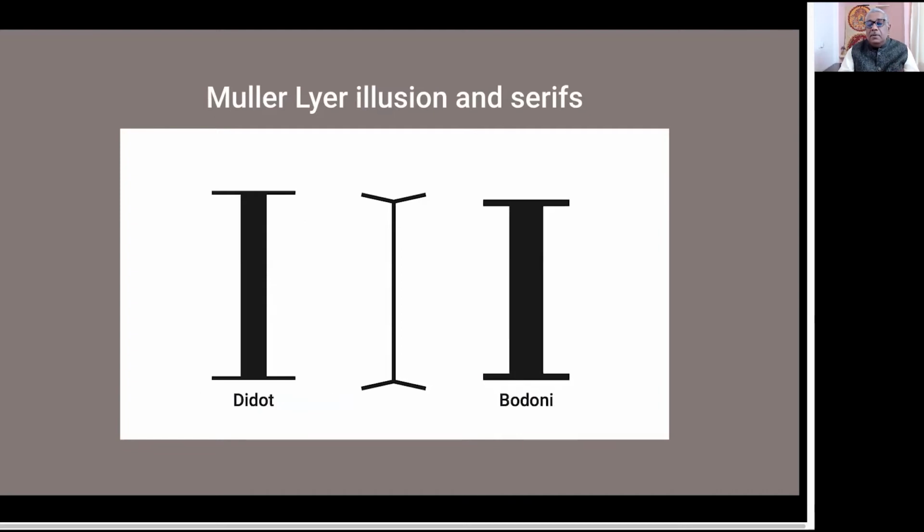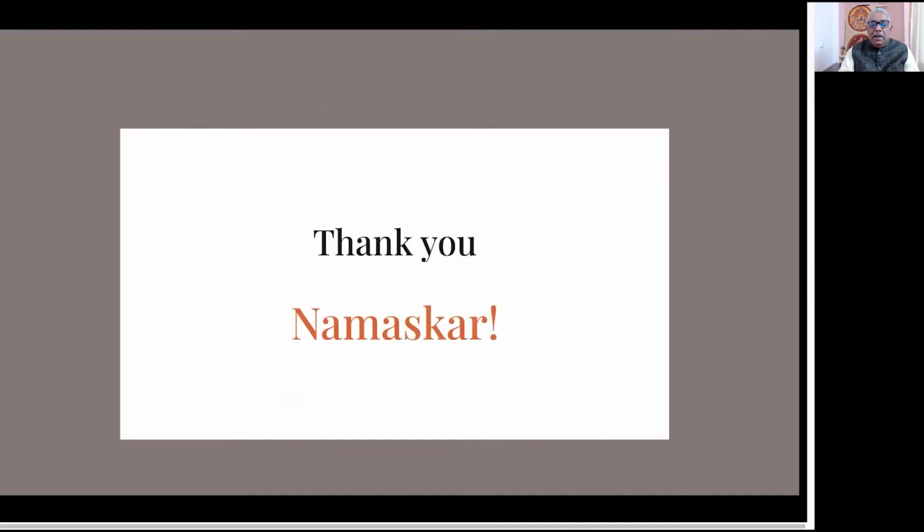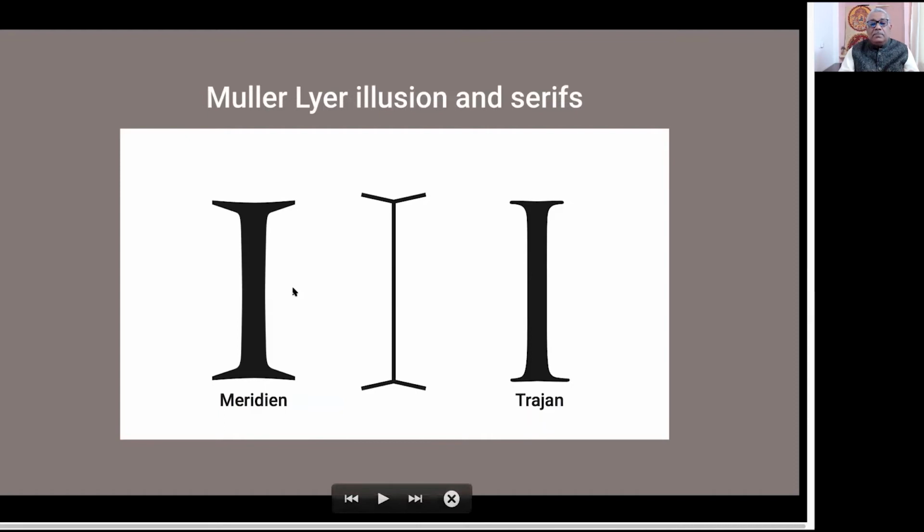Then comes comparing Bodoni and Didot. And Meridian is a very good example of how this concept of diverging lines can help achieve a feeling of more height than what is there. I would like to conclude here. There are hundreds of arguments we can make about the evolution of serifs and the optical illusions, but this might be one of the reasons for the popularity of serifs.